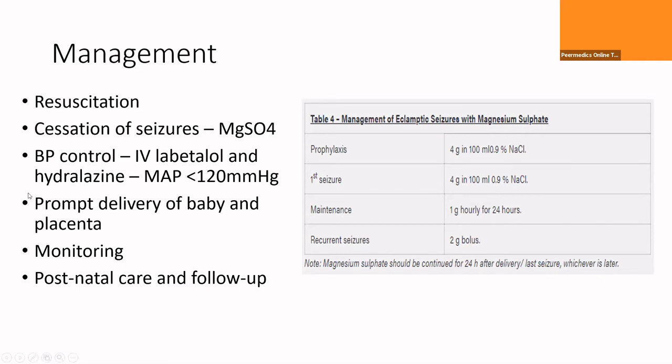We also want to control blood pressure. So ideally we want to aim for mean arterial pressure below 120. And we're going to do this with IV labetalol and hydralazine. And the definitive management for this is delivery. So you only really declare eclampsia and preeclampsia over once the baby's been delivered. Just to mention, if you're giving any mothers IV labetalol and hydralazine, make sure that you're doing continual fetal monitoring, both during and for 30 minutes after you've given them, because it can affect the fetal heart rate as well. So you just want to make sure that you're not inducing fetal heart rate problems in the baby while you're trying to manage it in the mother.